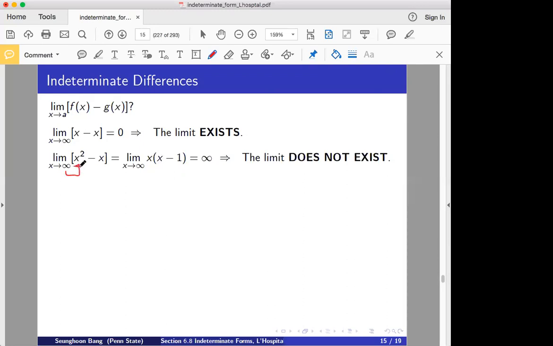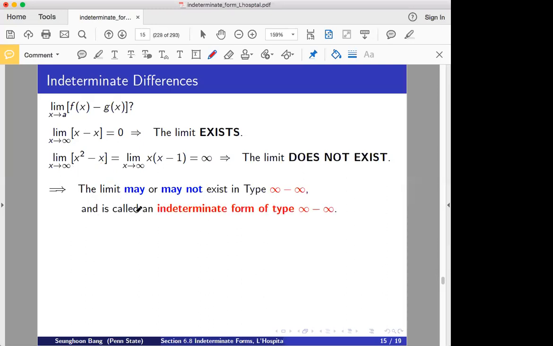Same: you plug infinity into x. What's that? Infinity minus infinity. So what does it mean? The limit may or may not exist in type infinity minus infinity, and this is called an indeterminate form of type infinity minus infinity. How do we find the limit of f of x minus g of x as x approaches a on an indeterminate form of type infinity minus infinity?